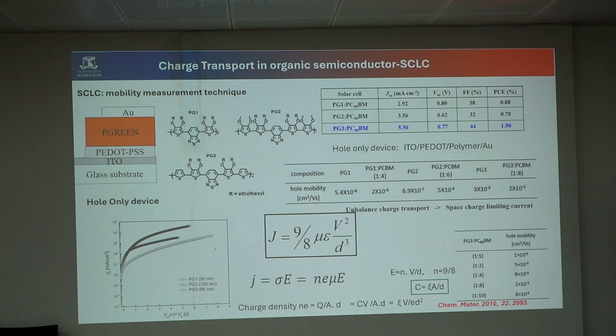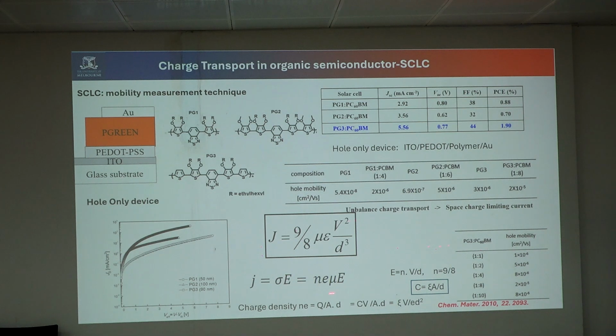So how can we get the mobility? This is the formula to derive the mobility: J equals 9 by 8 times the mobility, the dielectric constant, and V squared by d cubed. How do we arrive at this equation? Basically it starts from current J equals sigma E, where sigma is the conductivity and E is the electric field. Again, sigma is the charge density n, charge e, and mobility mu. This is a very basic conduction mechanism of charge coming from Ohm's law. Actually, we can write J equals sigma V.